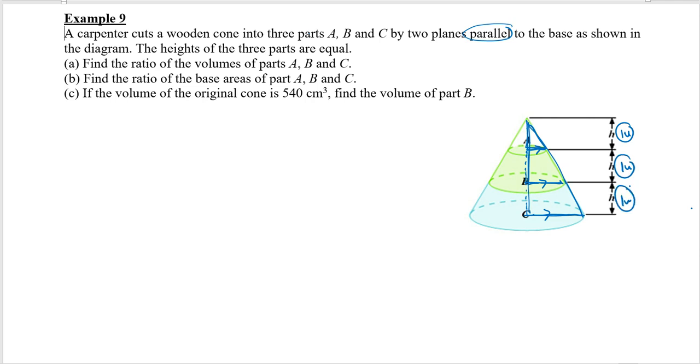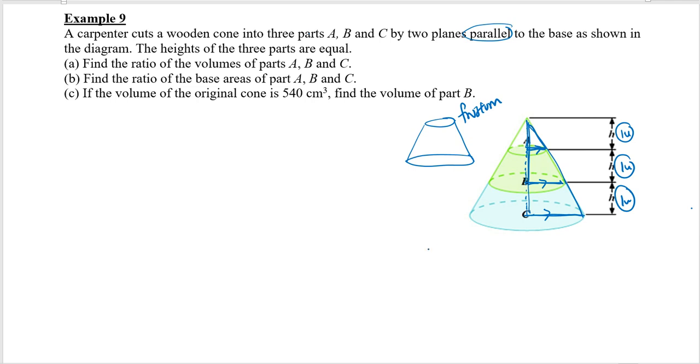Now in part A, they want us to find the ratio of the volume of A, B, and C. Now if you notice carefully, B and C on their own are no longer cones. In fact, this is what we call the frustum. So to obtain a relationship for all 3 volumes, we have to first look at them in a similar volume solid before we can split them into A, B, and C.